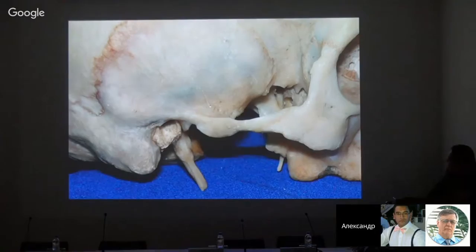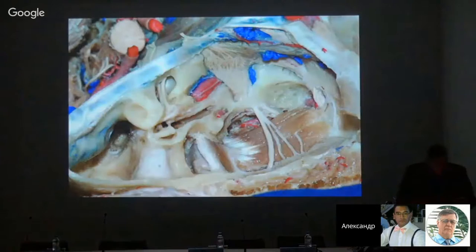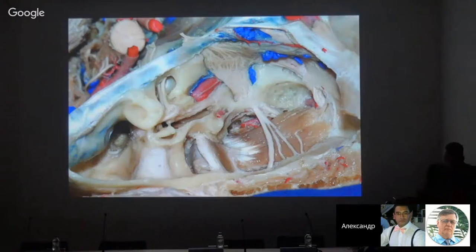So let's talk about the mastoid portion of this temporal bone. We are coming back to this picture later for you to understand what are the extensions of the presigmoid approach.